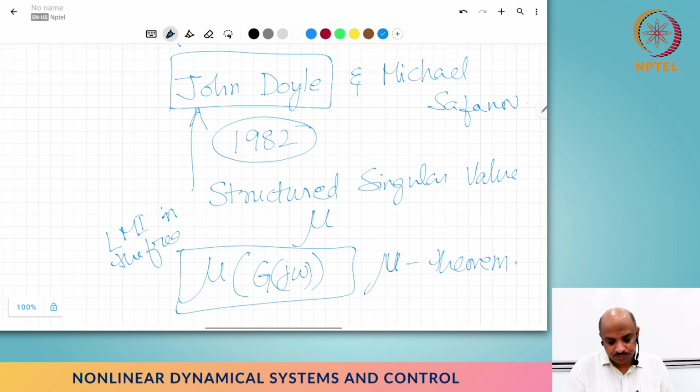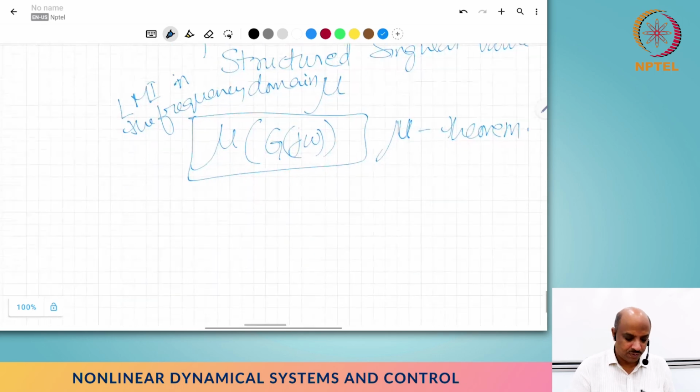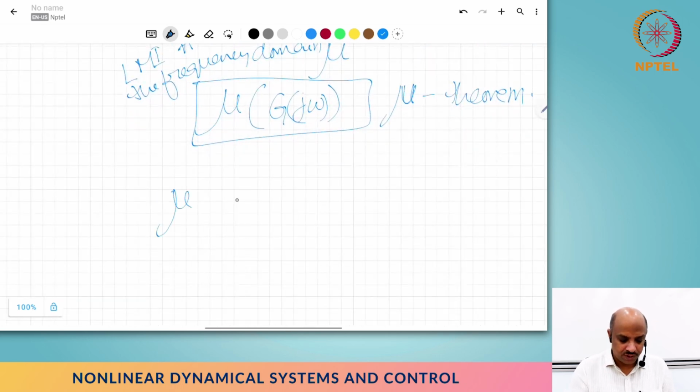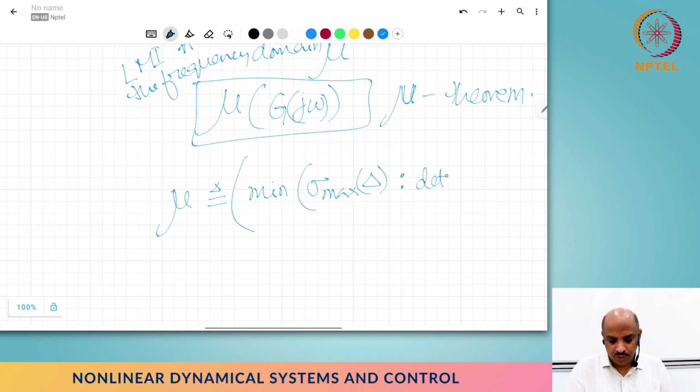Okay, so what is essentially the idea is, I'm going to define that. So mu is defined as some quantity, some minimum of sigma max of all deltas such that determinant of I plus G delta is equal to 0. Okay, and then put an inverse, and at first look it is actually quite off-putting.